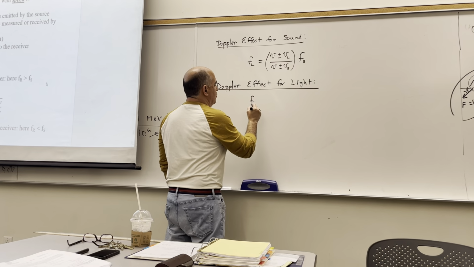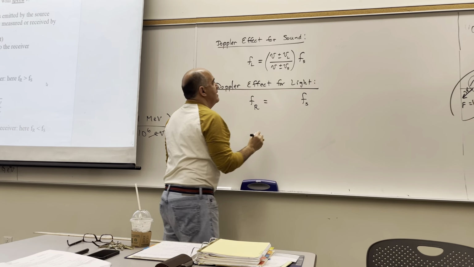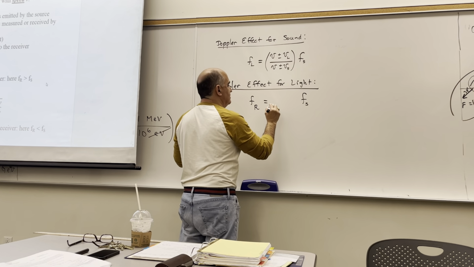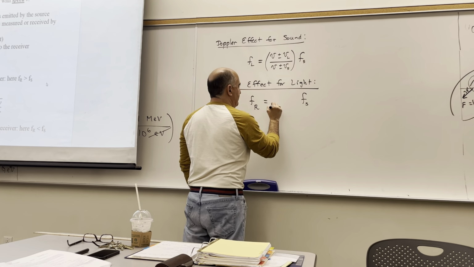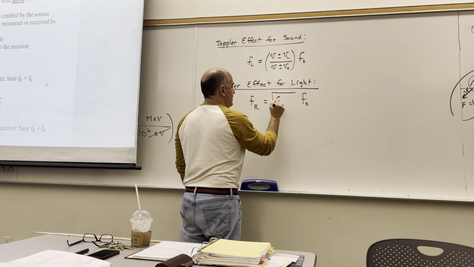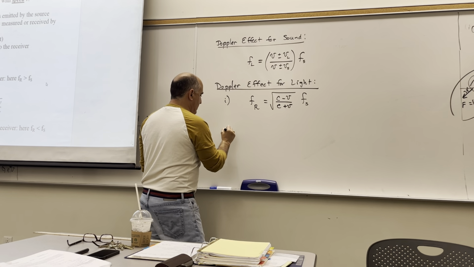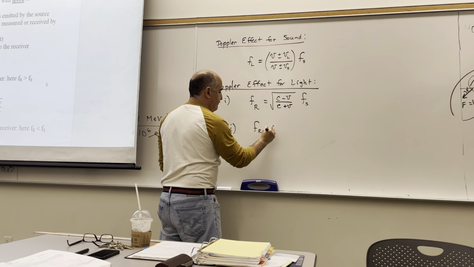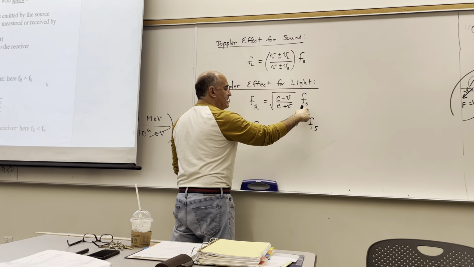So oftentimes this is received, and then you have the frequency of the source. But then what you have over here is the following. Either you have this case where you have a square root over here, and then you have C minus V, or C plus V. That's one case. Or the other case is F, the frequency of the light that's received, is the frequency of the light that's emitted by the source, and then you have a square root, and then it's C plus and C minus.